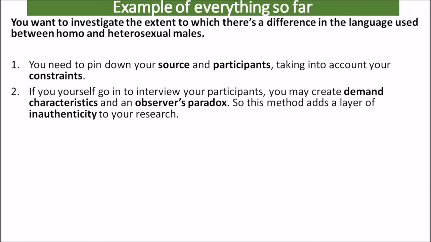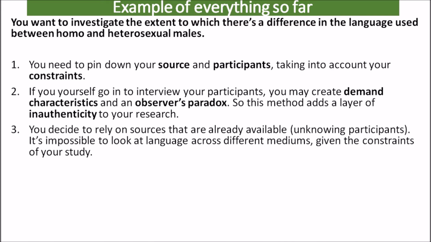So if I myself go in to interview my participants, so if I happen to know 2 homosexual and 2 heterosexual males, and I go in and I interview them, and they look around the table or at the Zoom, and they realize, I think I can see what she's getting at here, then you're going to create demand characteristics and an observer's paradox, and you're not going to get anywhere. So I am going to discount that method for this study. I feel like it will just create an inauthentic collection of data that I won't really be able to use.